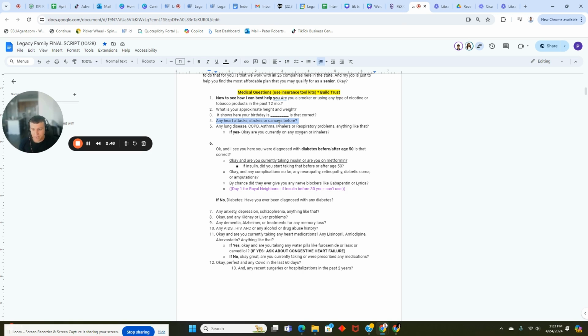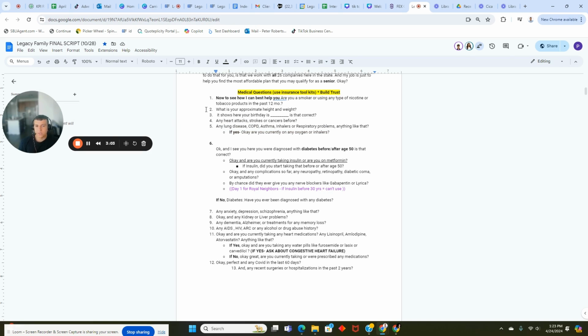When was the last treatment? Kind of what we went through earlier in our underwriting section. Okay. Then we're going to jump into question 5. If they say they have lung disease or COPD, it's important to ask, if yes to question 5, if they're on any oxygen or they're currently on any inhalers.